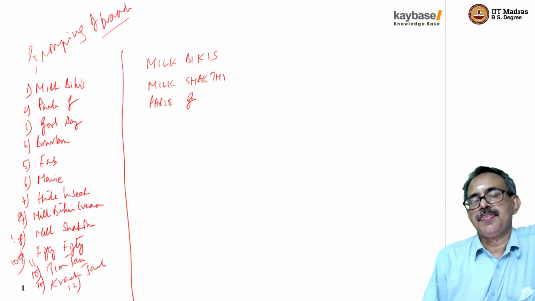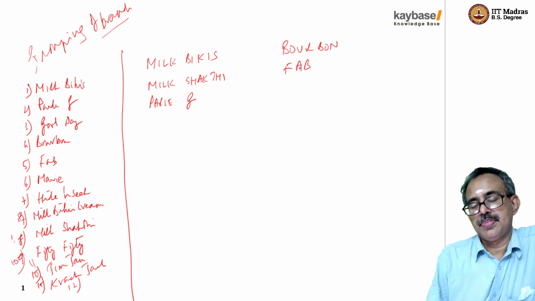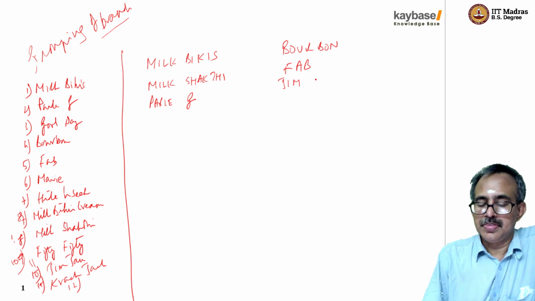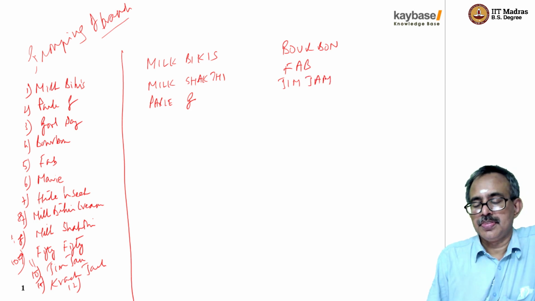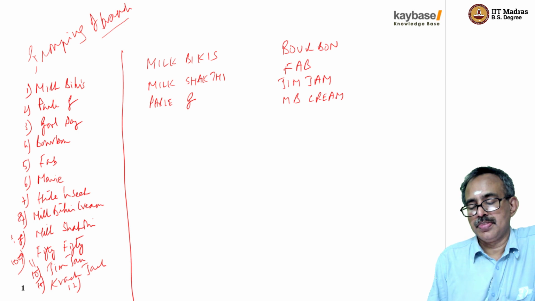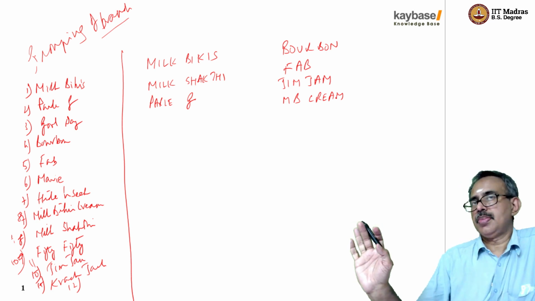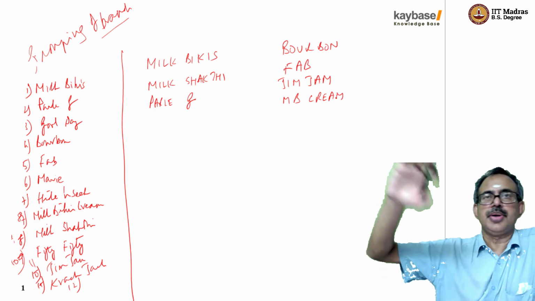Okay. And then Bourbon, Fab, Jim Jam, Milk Bikis Cream, that's it. Okay. So you've created two groups so far. You still have 5 brands. You can even have a group of just one. You can have 12 groups also, or you can put them all into one group. It doesn't matter.